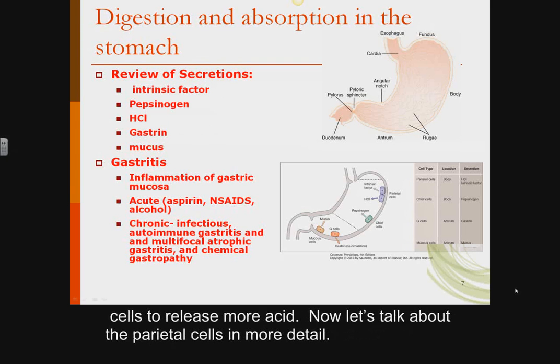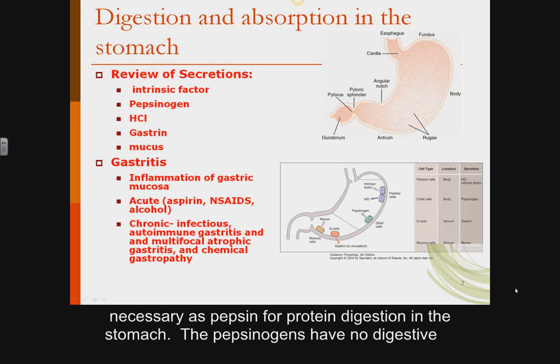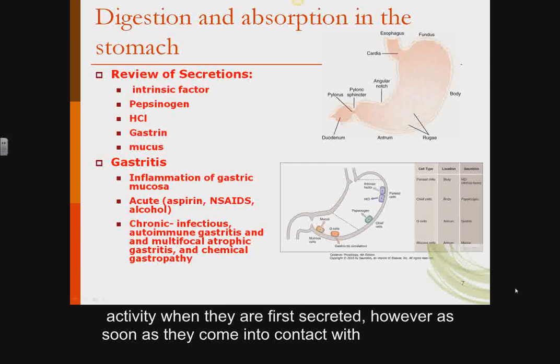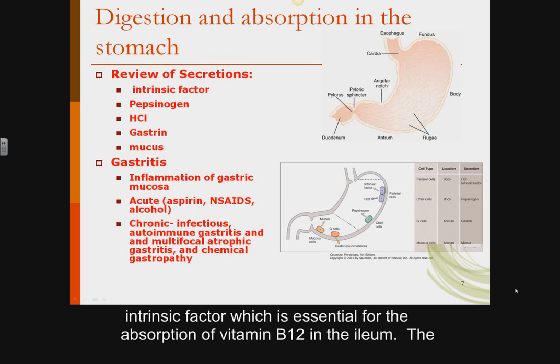Now let's talk about the parietal cells in more detail. As I said, they secrete hydrochloric acid, and hydrochloric acid is as necessary as pepsin for protein digestion in the stomach. The pepsinogens have no digestive activity when they are first secreted. However, as soon as they come into contact with hydrochloric acid, they are changed to form active pepsin. Parietal cells also secrete intrinsic factor, which is essential for the absorption of vitamin B12 in the ileum.